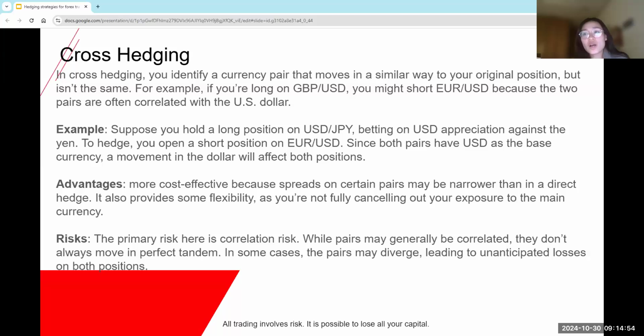Risk-wise, the primary risk here is correlation risk. While pairs may generally be correlated, they don't always move in perfect tandem. So in some cases, the pairs may diverge, leading to unanticipated losses on both positions. Overall, cross-hedging is ideal for experienced traders who have a pretty good understanding of currency correlations and want to hedge cost effectively.